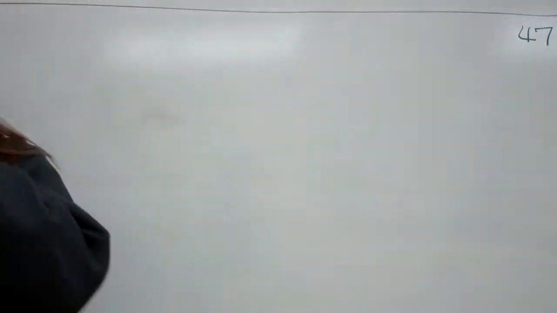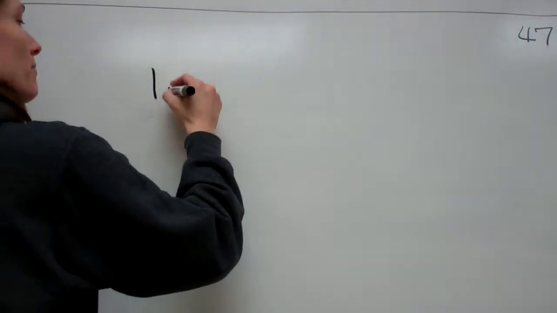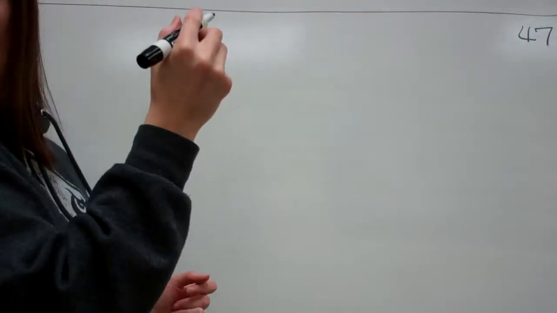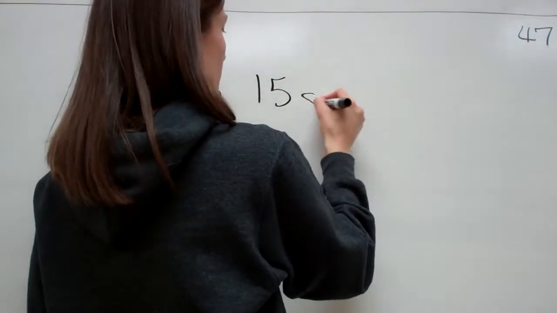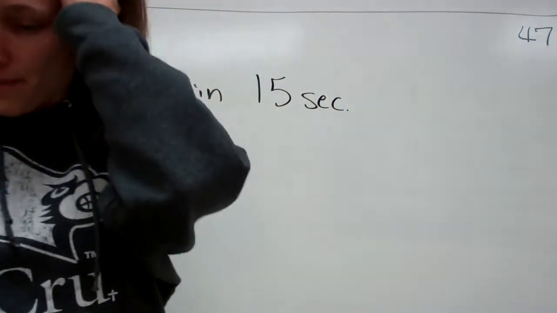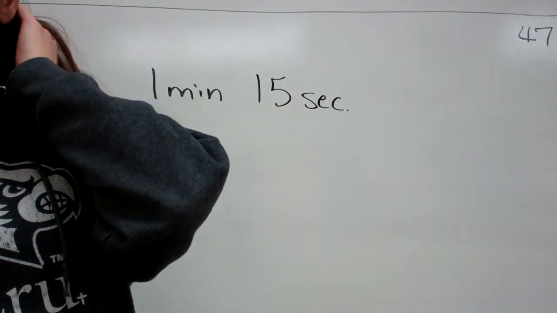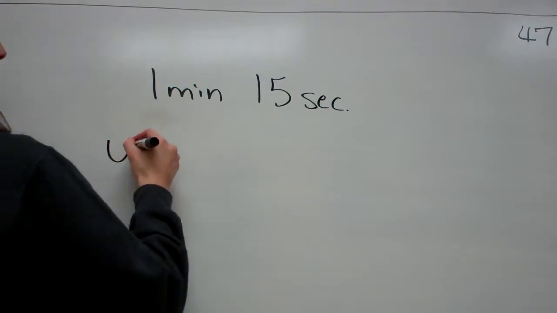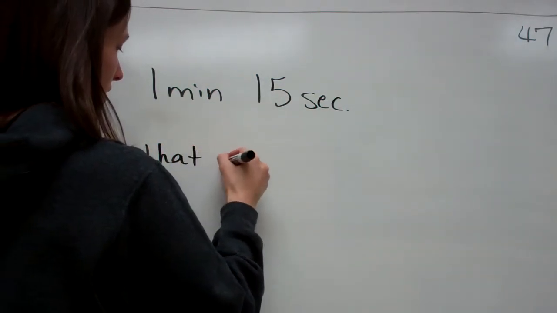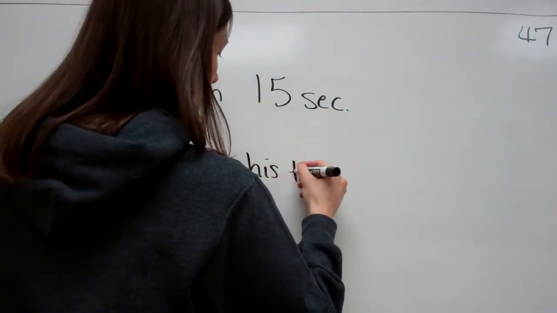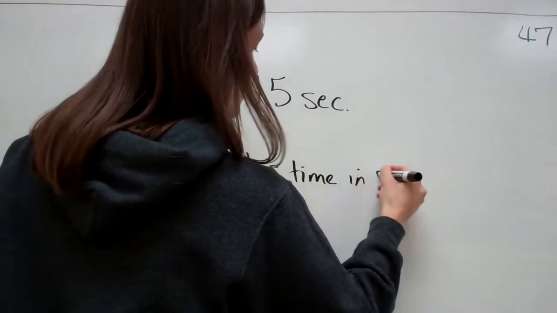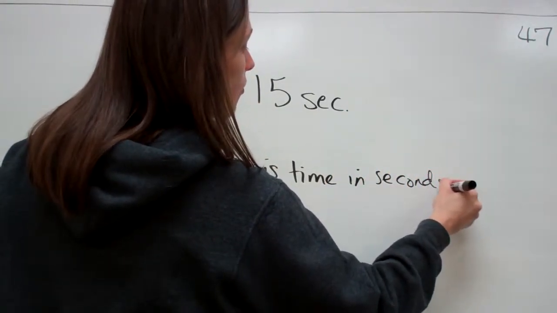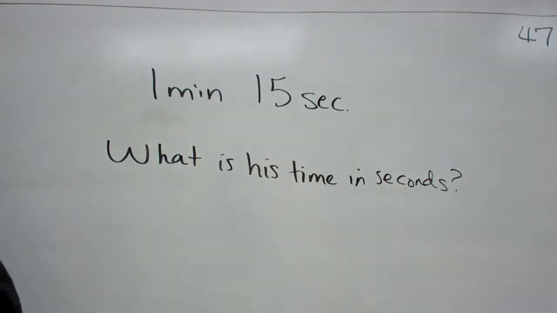Thomas ran, listen to this, 1/4 mile in 1 minute, 15 seconds. This is how long he ran. What was his time in seconds? What's the most important information that we need to know?